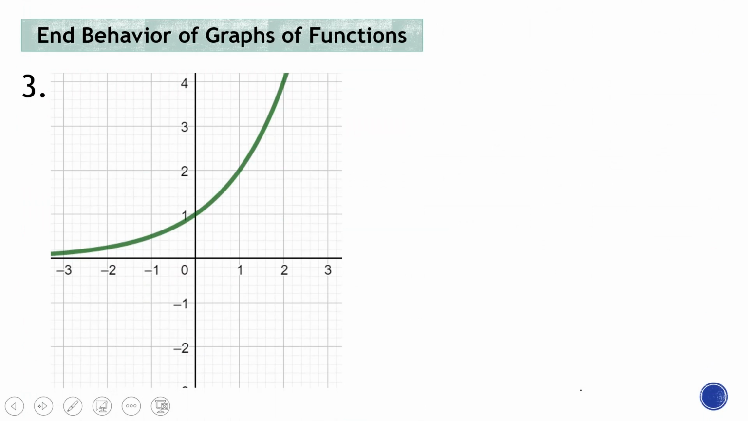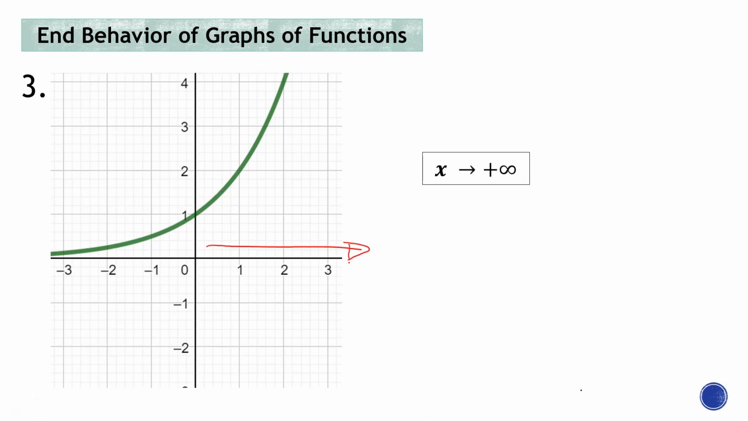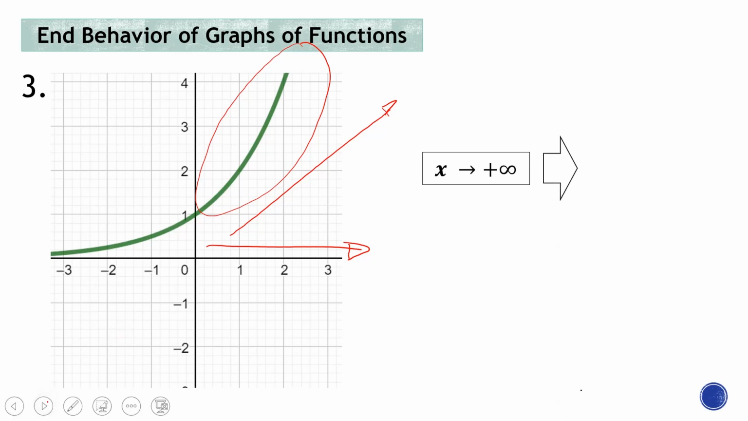So here, this is an exponential function. Let's begin with x approaching positive infinity. Look at the right side of the graph here. Where is that going? Is it going towards positive infinity? That's right. It's going towards positive infinity.